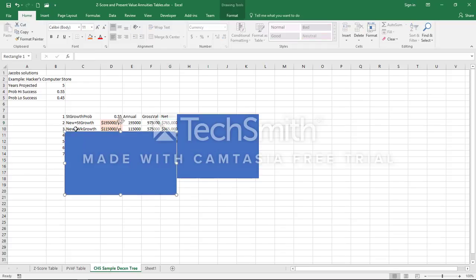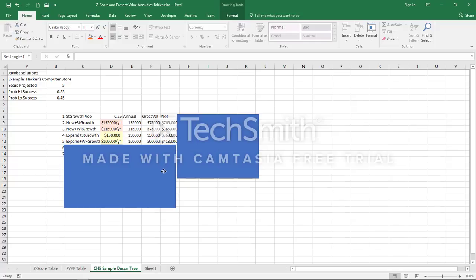So the second number that we can calculate is in a new market. If there were weak growth, then that's $115,000 a year. Gross that up by 5 years, that's $575,000 there. And if we take out our $210,000 it costs us to get to that new site, then we really only net out at $365,000, all right? So the next option we had was to expand, okay? So here's the two cases coming up for expansion.